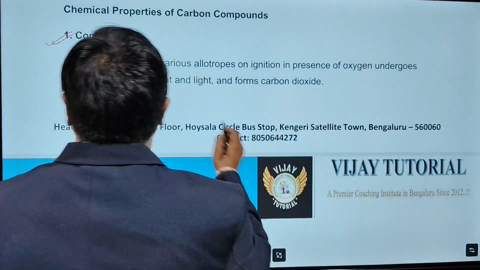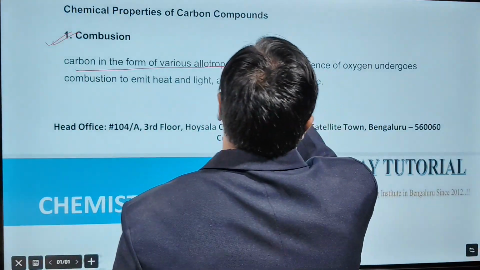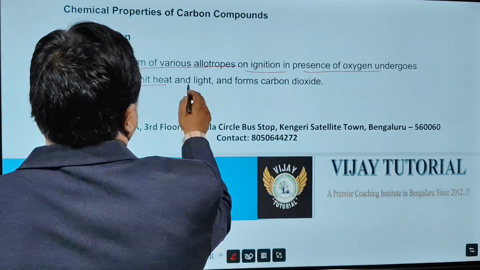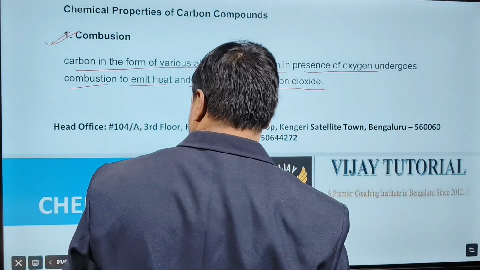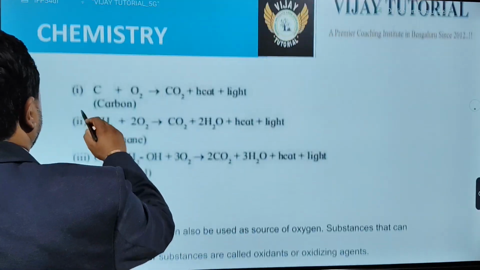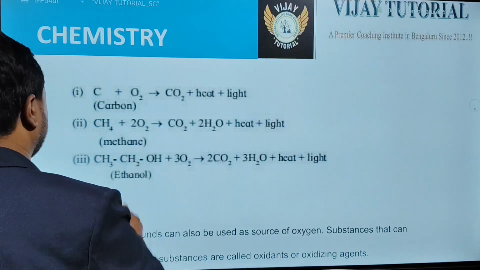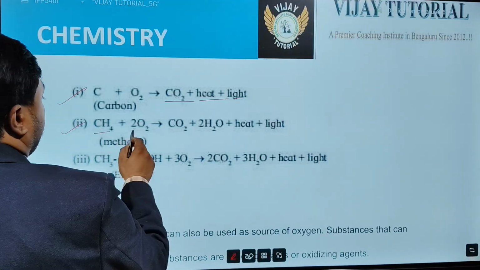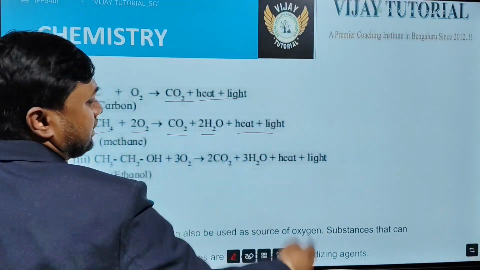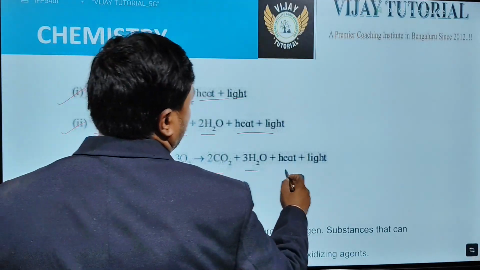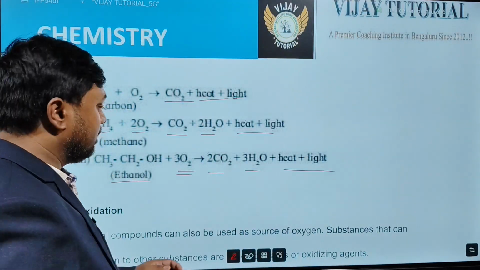You can see here, carbon in the form of various allotropes on ignition in the presence of oxygen undergoes combustion to emit heat and light and forms carbon dioxide. So you can see the reactions. If it is just carbon, C plus O2 gives CO2 plus heat and light. Methane plus oxygen gives CO2 plus H2O plus heat and light. Ethanol plus oxygen gives CO2 plus H2O plus heat and light. You can see the balancing.